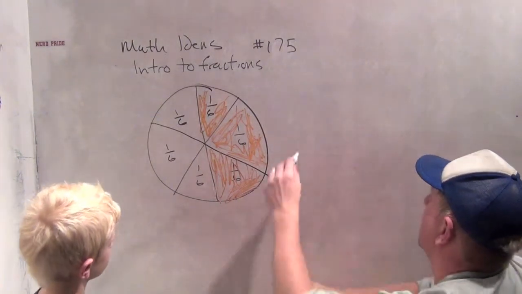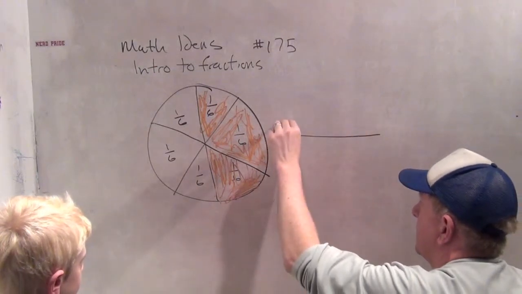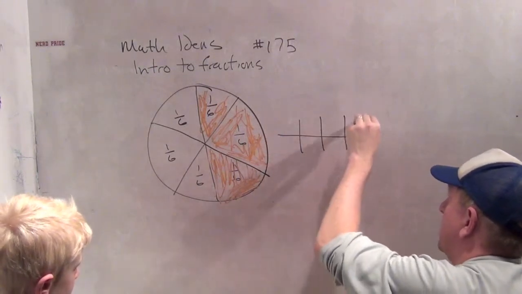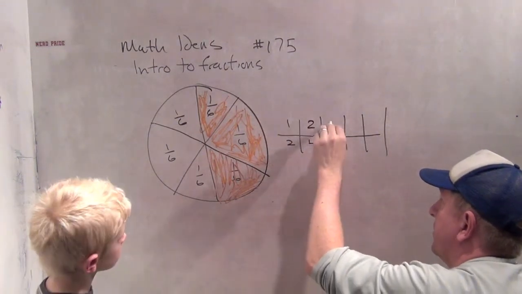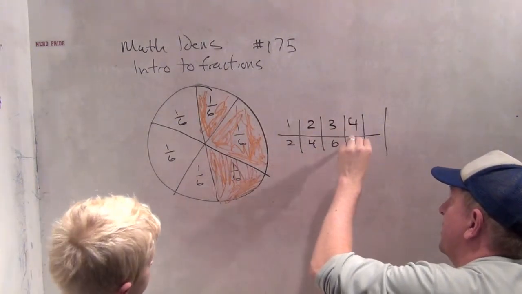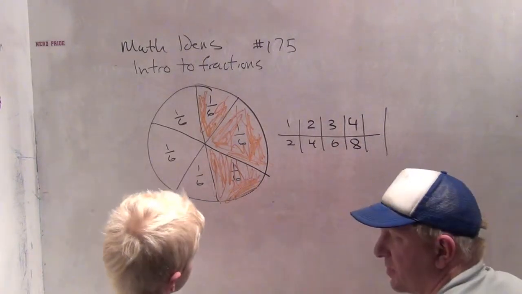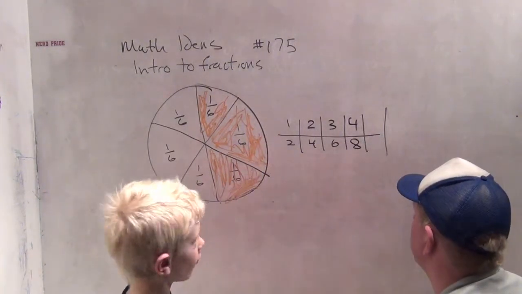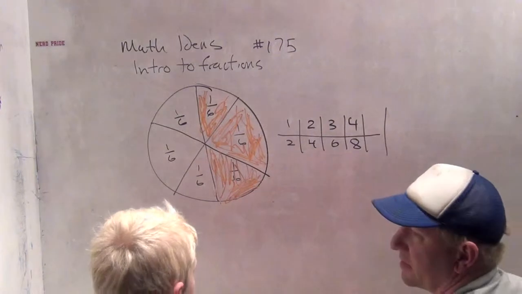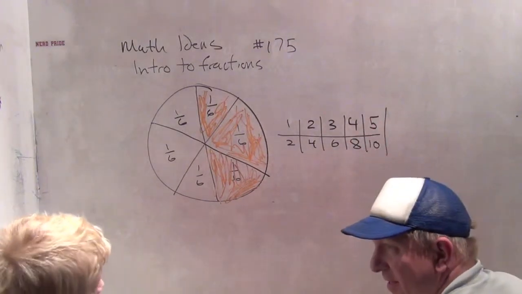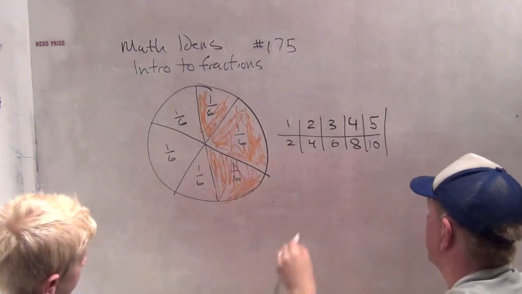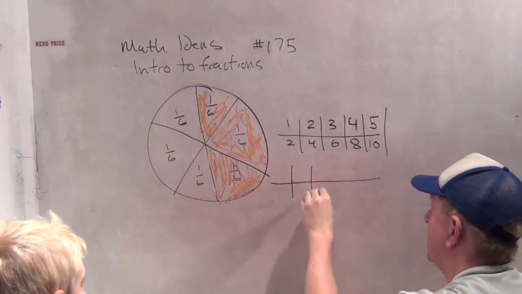Let me show you. I have 1/2, 2/4, 3/6, 4/8. Do you see any patterns with those numbers? 2, 4, 6, 8, 1, 2, 3, 4. What should I put in here? A 5. And then a 10. 5/10. That's a half.